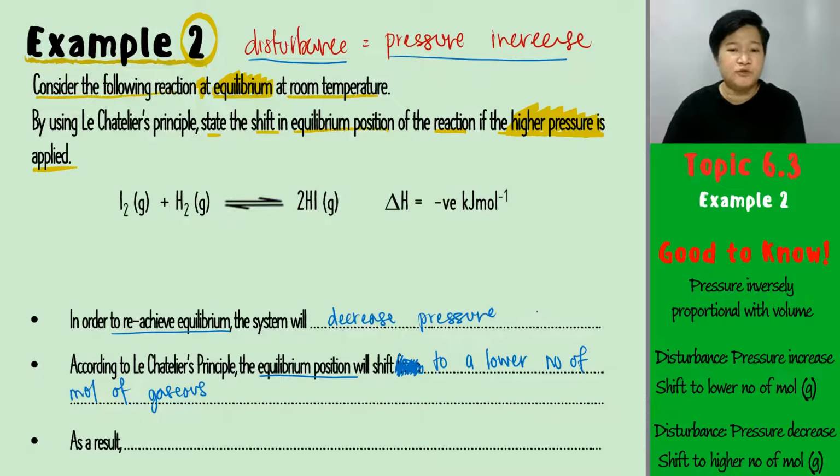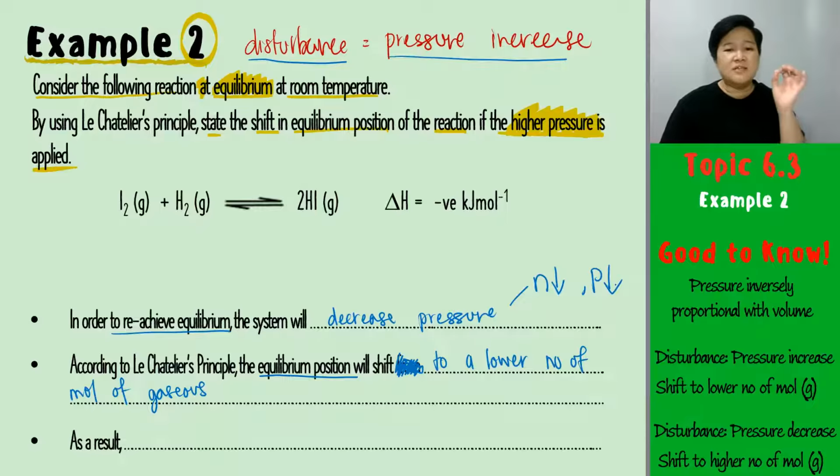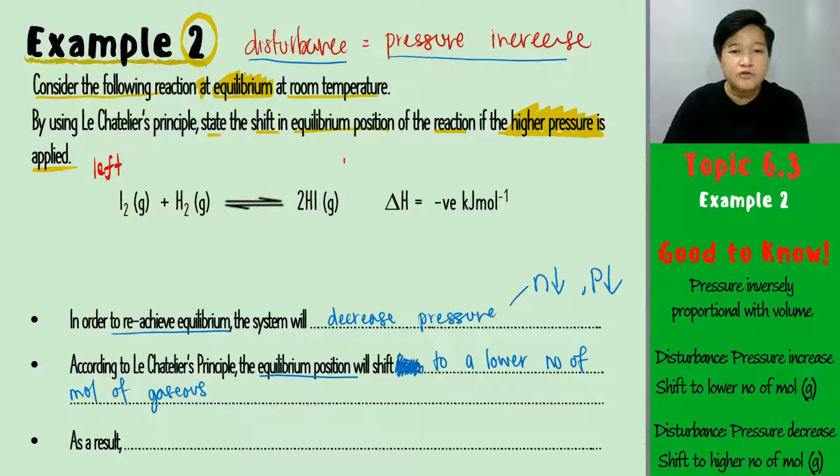Why do I need to move to a lower number of moles of gases? Because when the number of moles is lower, the pressure produced is also lower. Exactly what we want, because we want to decrease the pressure that is too high right now. And which direction should it go? Should it shift to the left or should the equilibrium position shift to the right? Which one has the lower number of moles of gases?